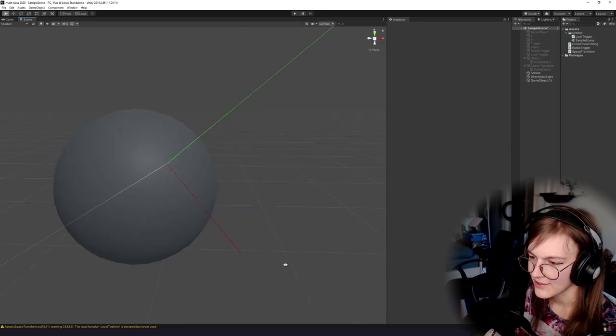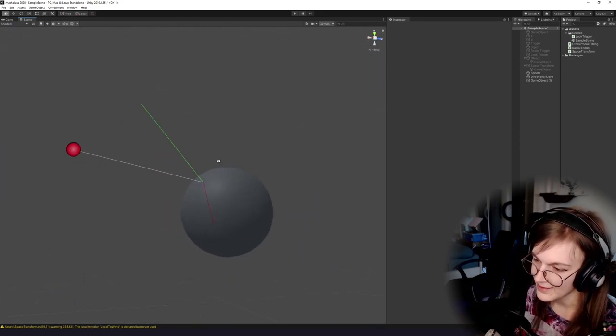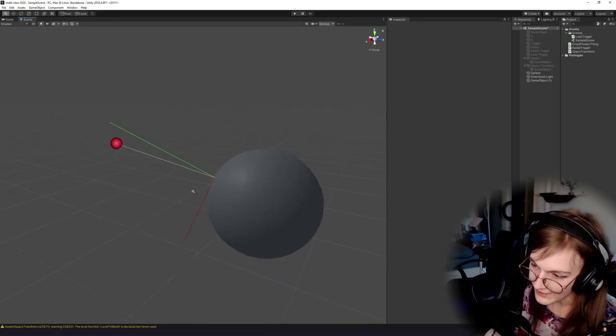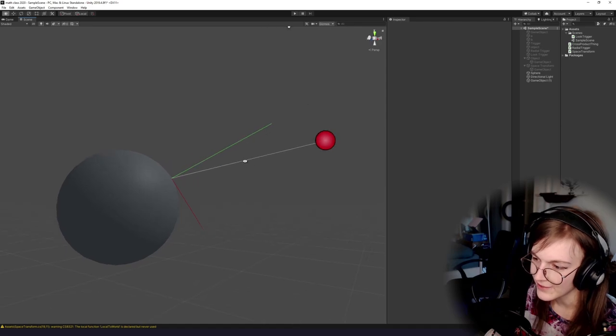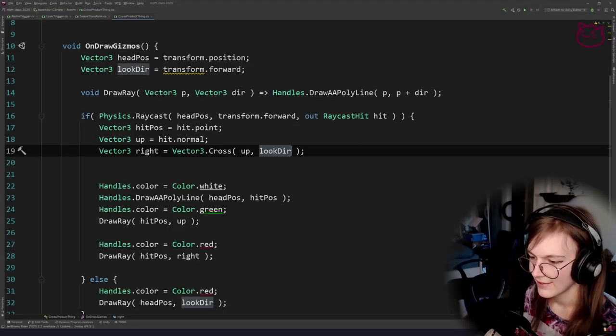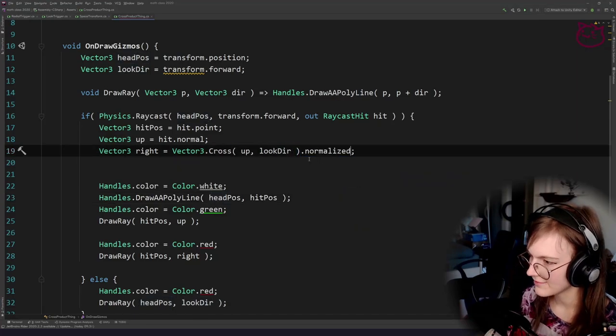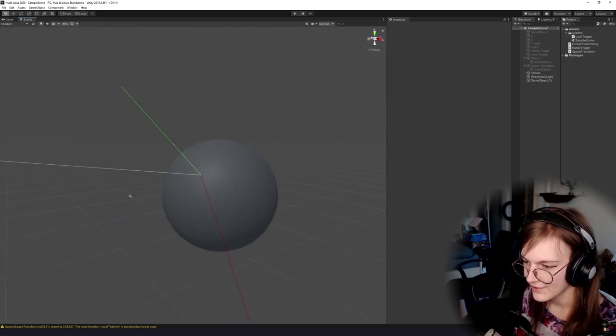There we go. Okay, so now we have something that is pointing to the right in this orientation. However, it is not normalized. This one is shorter than the green line, right? So we want to make sure that this one has the same length. And again, we can just normalize that. So dot normalized, go back to Unity, recompile, and now it's normalized.